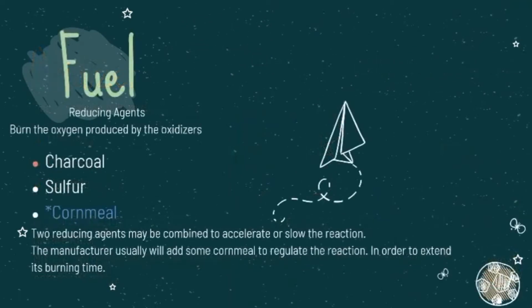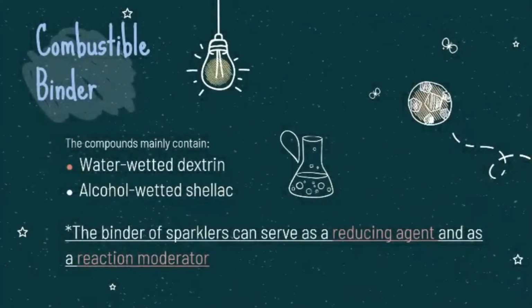Next will be the fuel, also known as reducing agents, which can burn the oxygen produced by the oxidizers. Charcoal and sulfur are usually used for firework fuel, while 2 reducing agents may be combined to accelerate or slow the reaction. Therefore, the manufacturer usually will add some cornmeal to regulate the reaction, in order to expand its burning time.